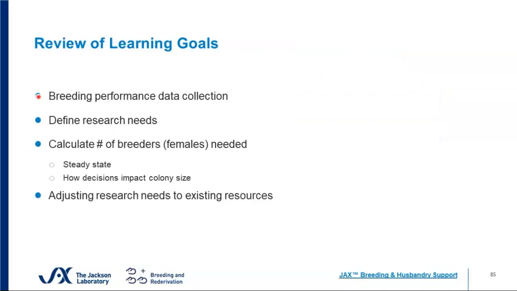All right, so that kind of wraps things up. We've really talked about good breeding performance data collection, your research needs, how to calculate breeding females for a steady state colony, and then how things like the age range, the sexes, et cetera, impact your colony size and how you could potentially adjust them to meet your existing resources.